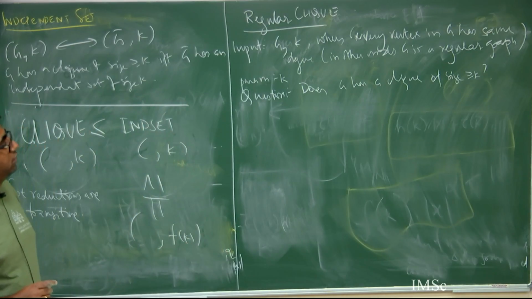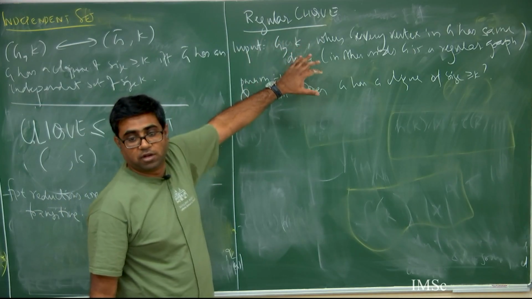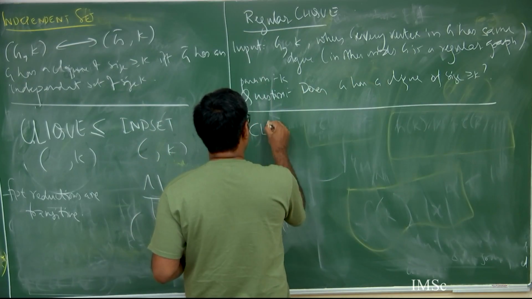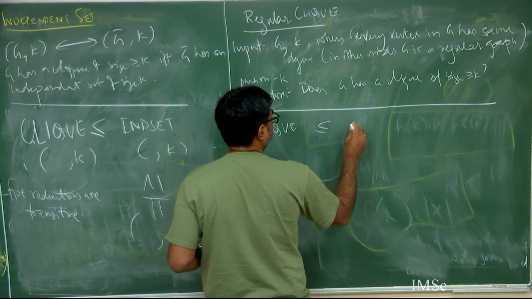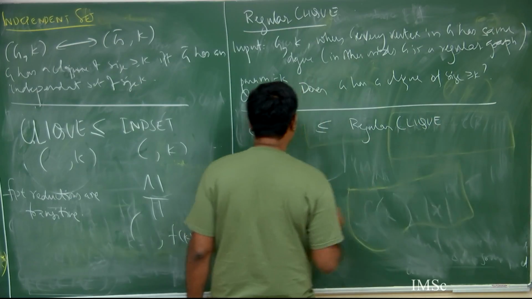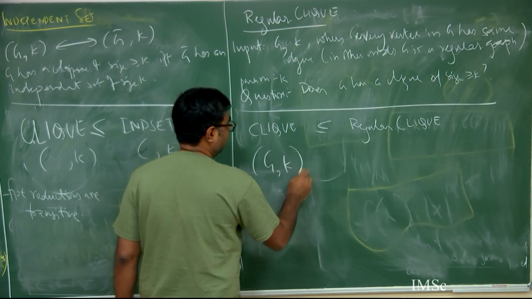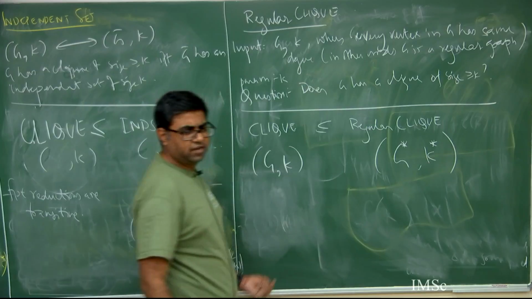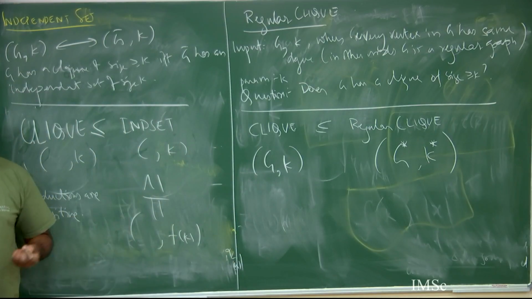Okay, so now we have to show that we still want to have a clique, but when I start with clique, I have no guarantee that G is a regular graph, that every vertex has the same degree. But I would like to reduce clique to regular clique. So I have a G comma K, and it's a polynomial time reduction. It's not that we are going to take non-polynomial time.